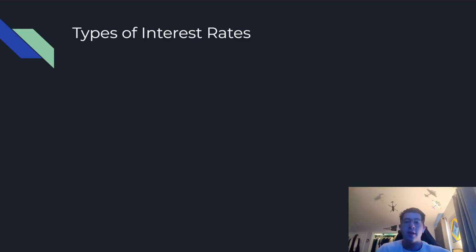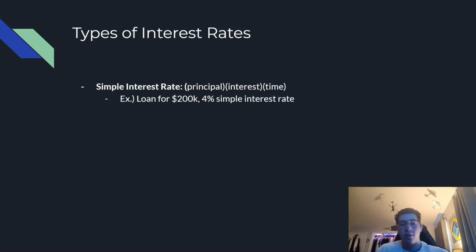Now, we have different types of interest rates. The first one we have is a simple interest rate, which you can calculate by multiplying the principal, the interest, and the time. So, for an example, you take out a loan for $200,000 at a 4% interest rate. Now, 200,000 times 4% is going to be $8,000 a year, right? Because the APR, annual percentage rate, is 4%. So you're going to be paying 8K a year just in interest, right?